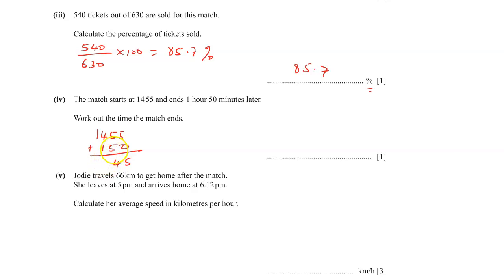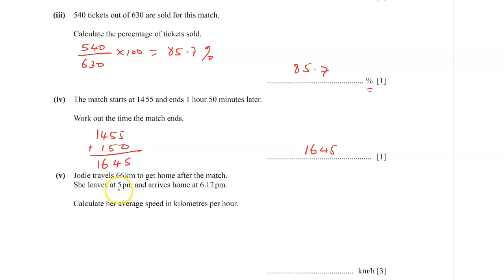You're getting 60 minutes minus 10, you get 4, and therefore this is going to be 4, 5, 6, 1. So then time is 16:45 hours.